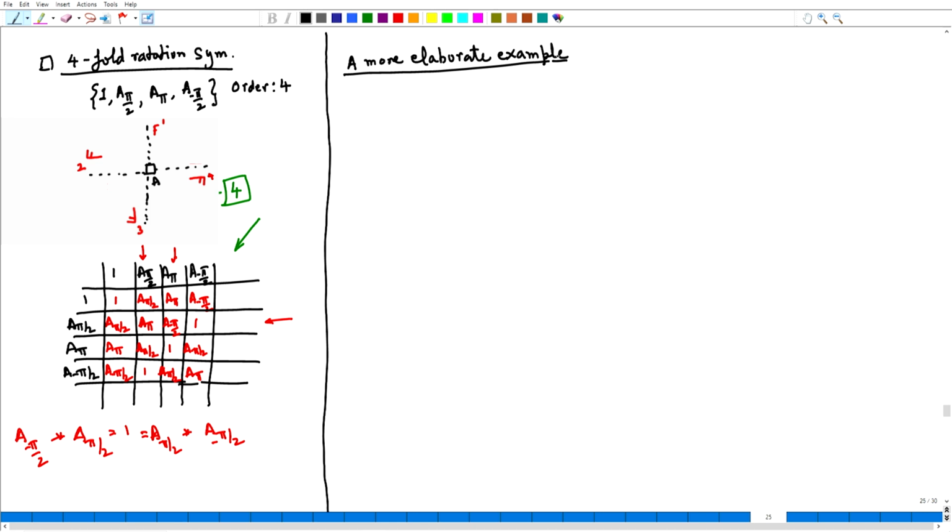And let me take a geometrical shape to understand this example. Let us take an equilateral triangle and let us see what are the point symmetries associated with this equilateral triangle. So, very simply, there is a threefold rotational symmetry which is present in this equilateral triangle.